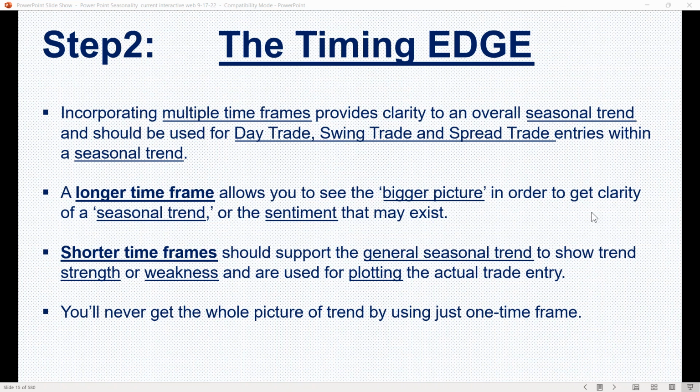And then we want to use the shorter time frames to enter the trade. The shorter time frames should be in alignment or support of the general seasonal trend you're looking for, up or down, to show that trend strength or weakness. These are used for plotting your actual entry. You're never going to get the whole picture of trend by just using one time frame, so that's why you want to use multiple time frames.